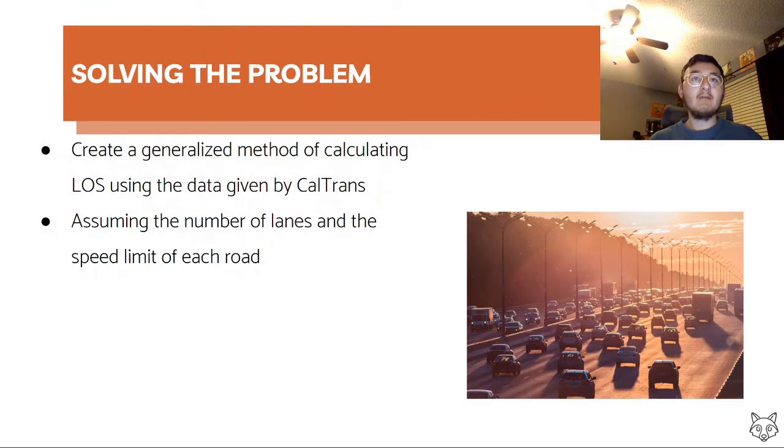So in order to solve the problem of efficiently calculating LOS, we needed to create a generalized method of calculating LOS using the data given by Caltrans. And in order to do this, we needed to assume the number of lanes and the speed limit of each road on which cars would be driving.